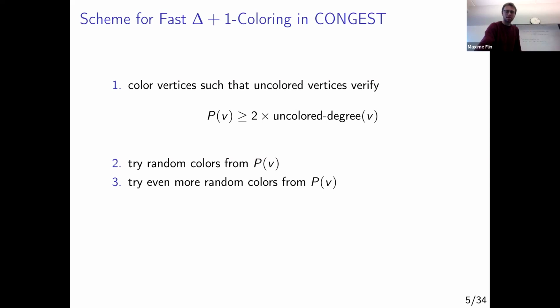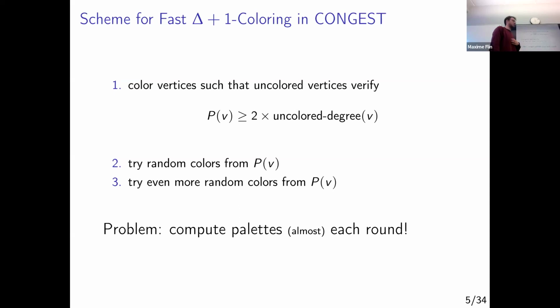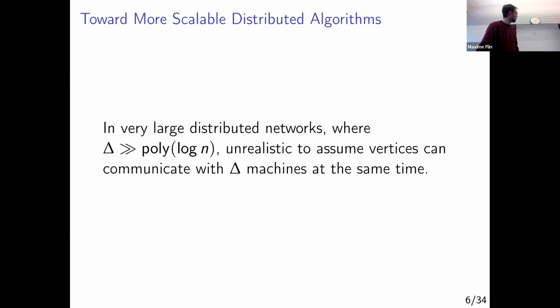And so the problem with these algorithms, at least the problem I have, is that to go through this, you need to compute these palettes, everyone. It means you need to learn the colors of all of your neighbors each round to do this algorithm. This is not really a problem in the CONGEST model; the CONGEST model itself doesn't really capture it. But if you think about large networks, it might not be a very reasonable assumption that you're able to talk with delta many neighbors at the same time.